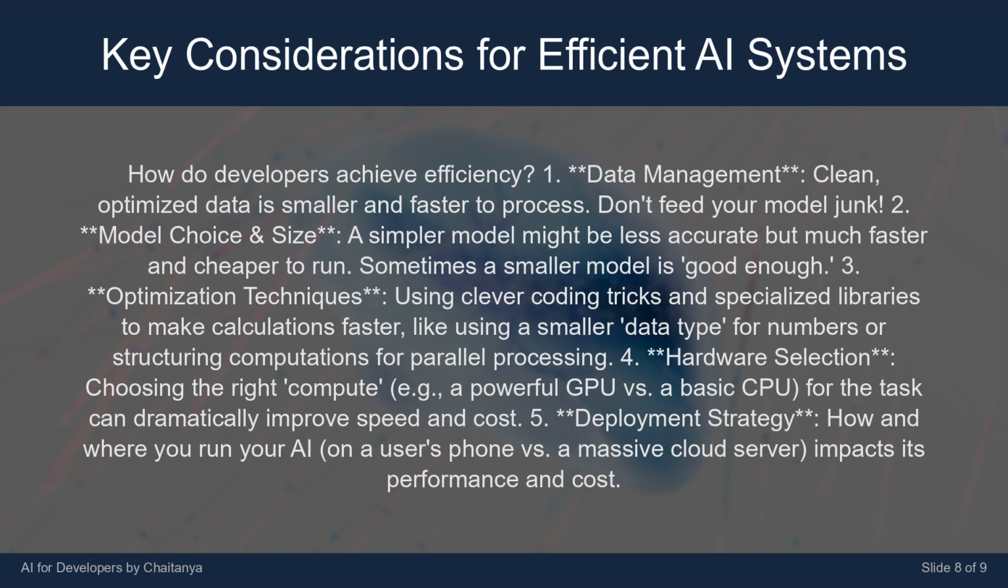4. Hardware selection. Choosing the right compute, for example a powerful GPU versus a basic CPU, for the task can dramatically improve speed and cost. 5. Deployment strategy. How and where you run your AI, on a user's phone versus a massive cloud server, impacts its performance and cost.